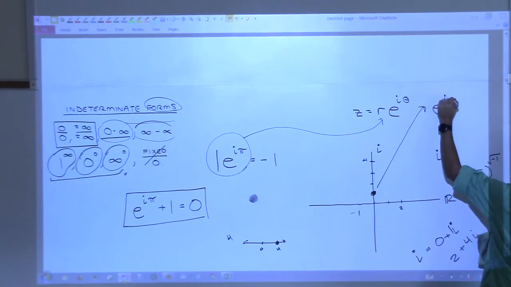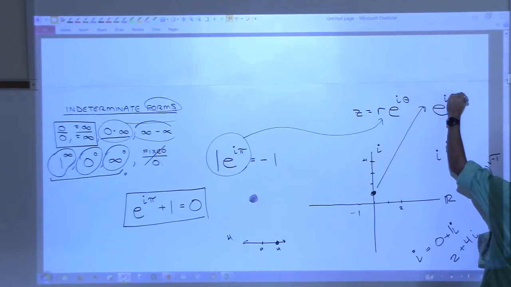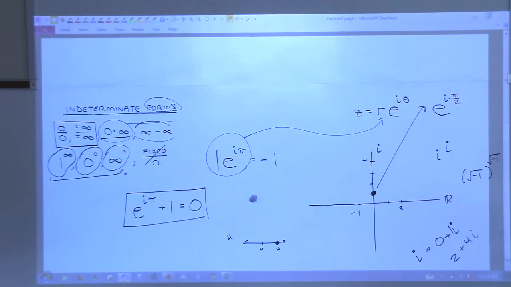So you put i and then you put 90, so you put pi over 2, right? Isn't that i? That's what i is. It's weird, but i is equal to e to the i times pi over 2. With me? Now, I'm going to take this right here.